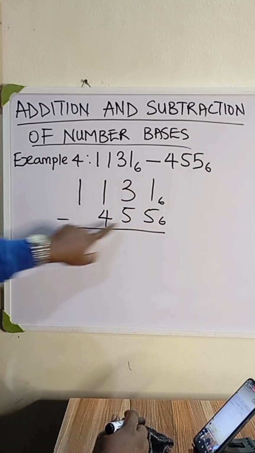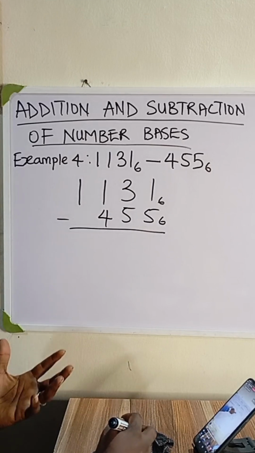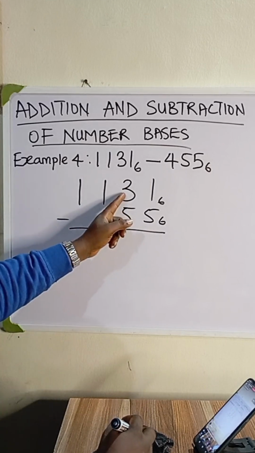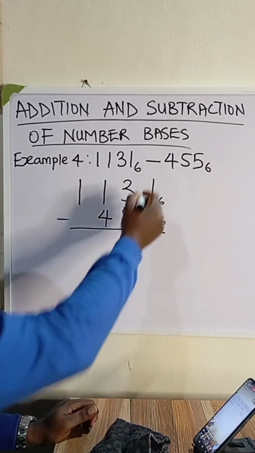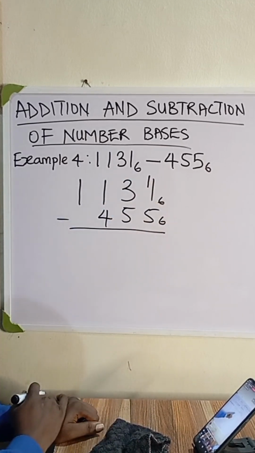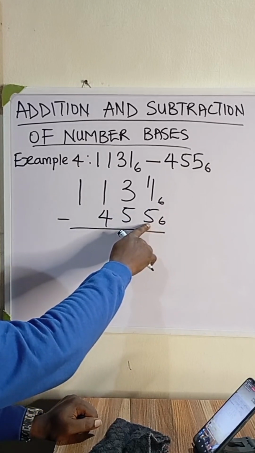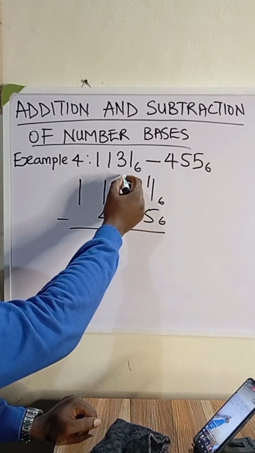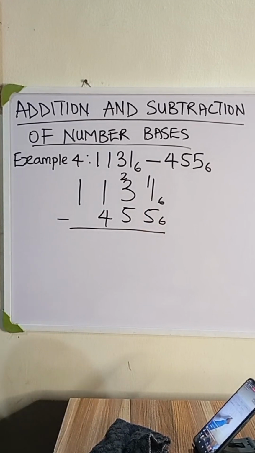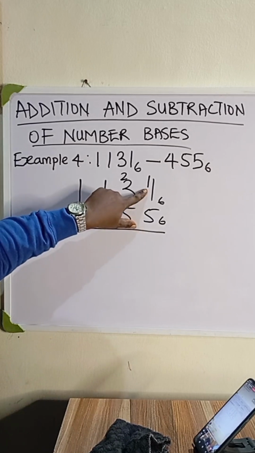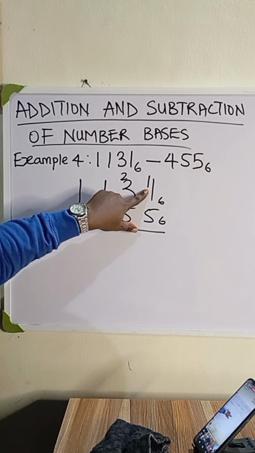1 minus 5, we know that's not possible. So what we are going to do, we are going to move 1 from here and join here. So we have 11 base 6 minus 5 base 6. So here we have 2 left. But we are not just going to do 11 minus 5. 11 minus 5 will give us 6, right? But before you subtract, we are going to convert this 11.